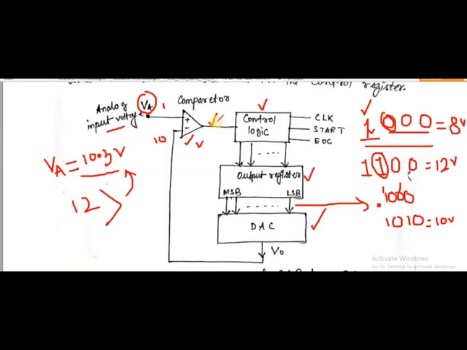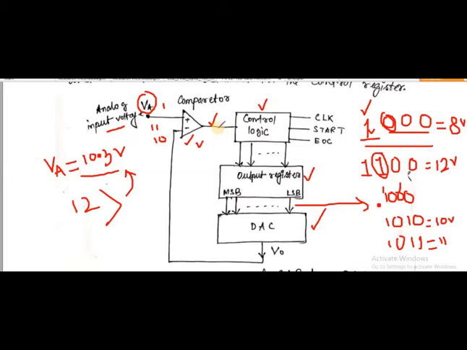Okay, output is high. So according to this logic, if the comparator output is high, the control logic will set the next bit, means it will set the last bit to 1, which is nothing but 11. So again the content of the output register becomes 1011. So this 1011 will be converted to its analog value, which is 11. Again this 11 will appear here, 11 volt, which is greater than this. So the comparator output will go to low value.